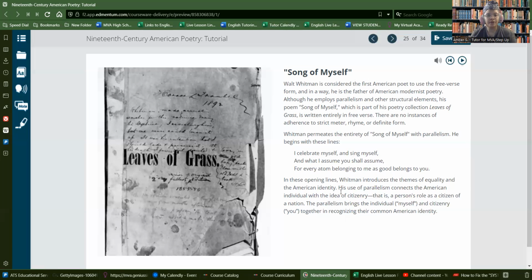So it says his use of parallelism connects the American individual with the idea of citizenry. So just to go over the connection here for parallelism. In these lines we have, I celebrate myself and sing myself, and what I assume, you shall assume. For every atom belonging to me as good belongs to you. So we have in each section of these sentences, there's repetition. So we've got something about him, and then he's talking about the person who is reading.